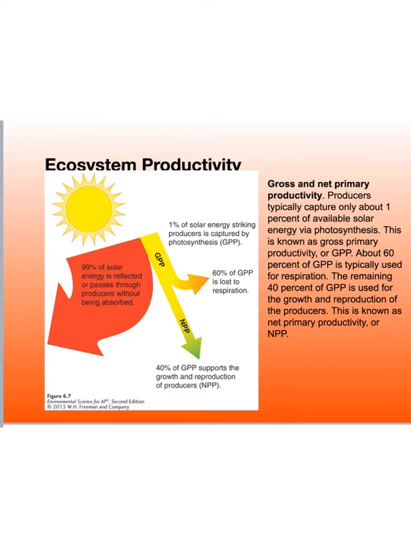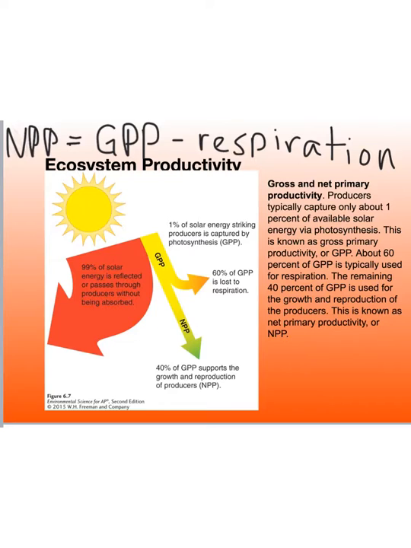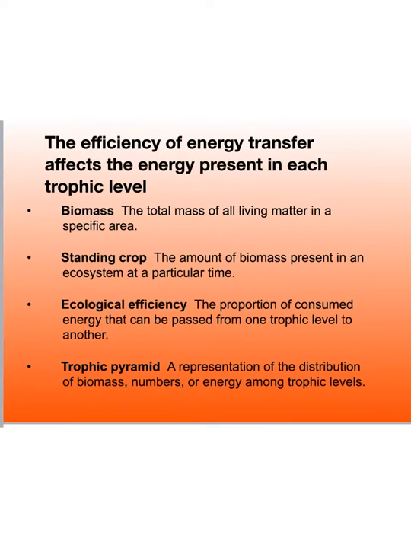60% of the gross primary productivity is lost through a process called respiration. So I know that can be a mouthful and a little confusing. So NPP, net primary productivity, is equal to gross primary productivity minus respiration. So why is this energy transfer, this energy capture, so non-efficient? Why only capture a small percentage of it?